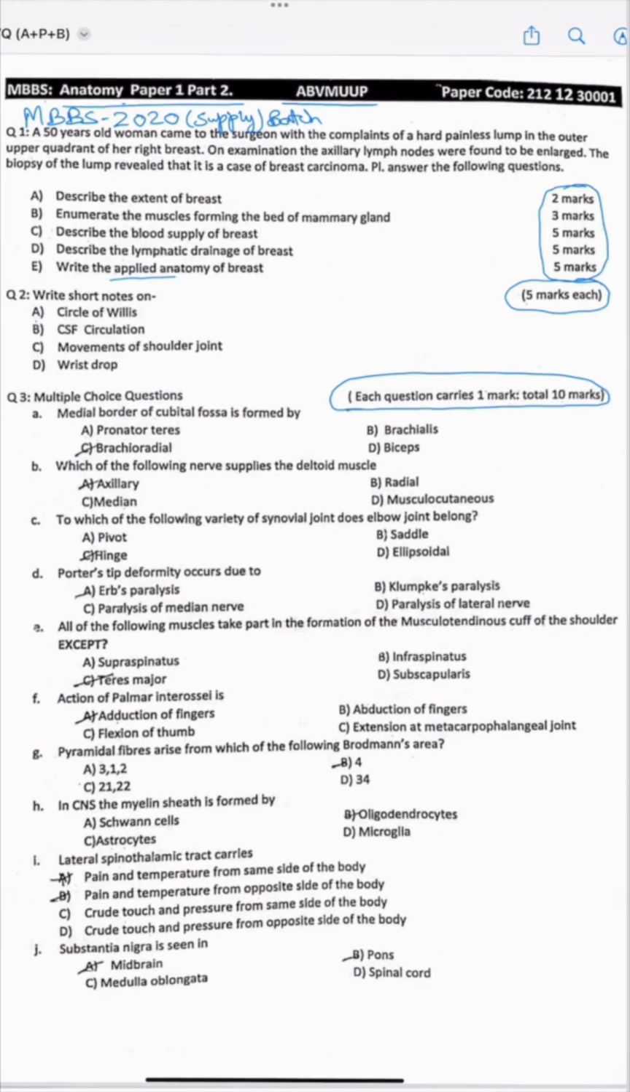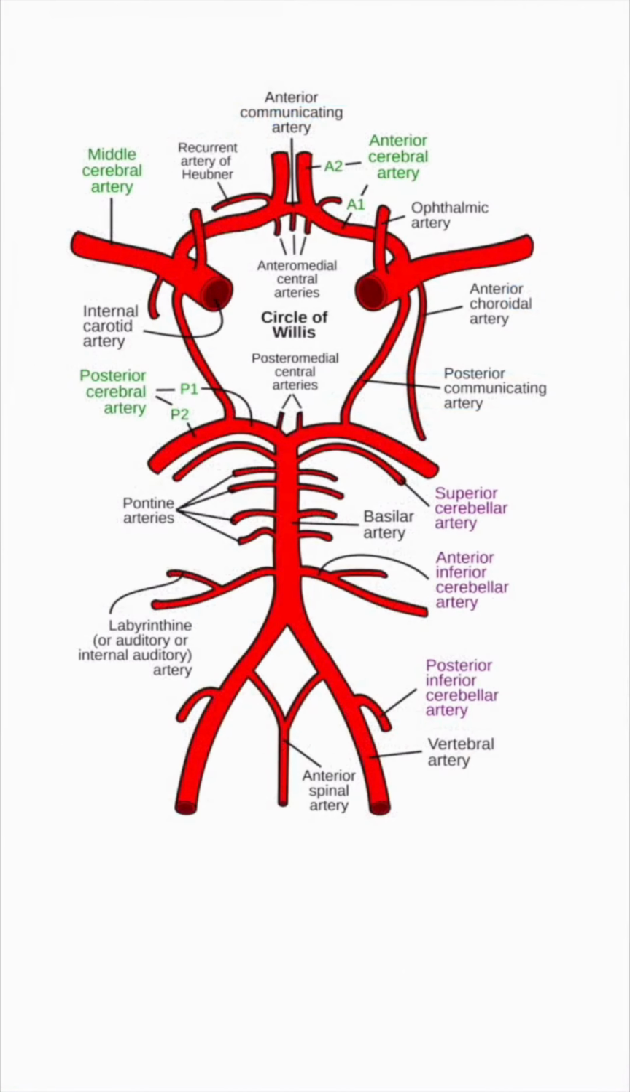Now question number 2 is about write short notes on. So here question number 2A is circle of Willis. This is a super important question from the neuroanatomy unit, and I believe every student prepares for this question before going for the exam. And still I would insist, if you're about to go for your exam, do read this question from the book. And to help you, I can just provide an image here. So this is the image you can draw.